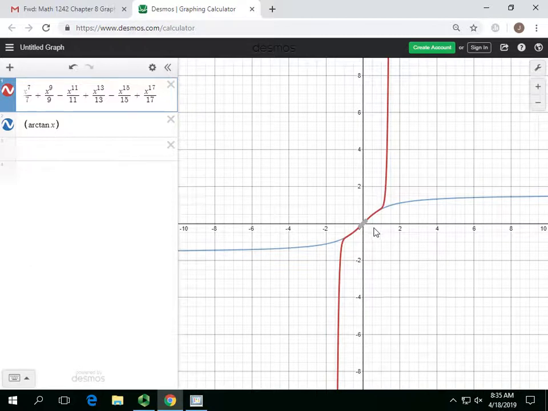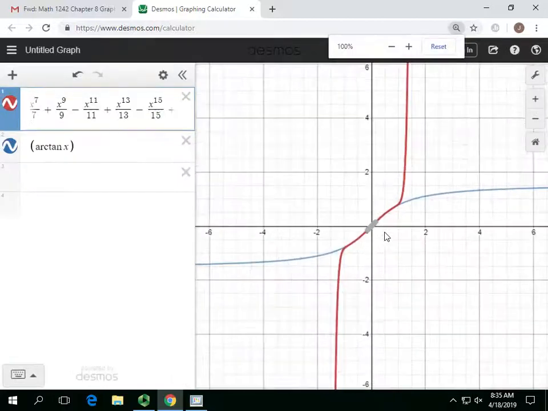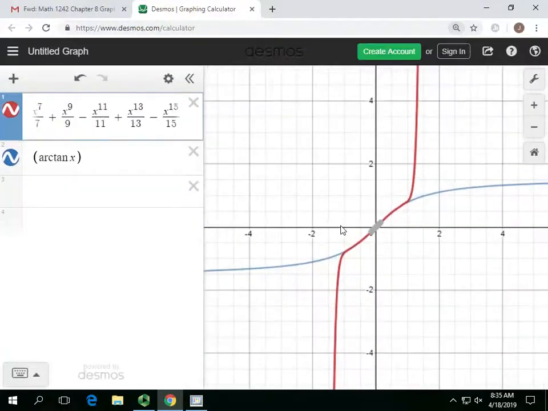Now, if you look right in here, these are two graphs. This one right here is your series, right? This red one is actually the graph of the arctangent of x. So I just want to show you guys something. I'm going to blow this guy up. Now remember, this is an infinite series, because you keep on going forever.